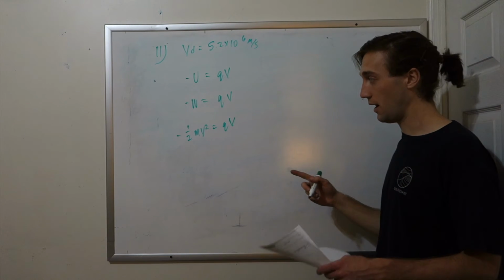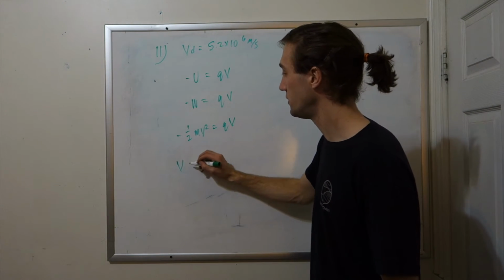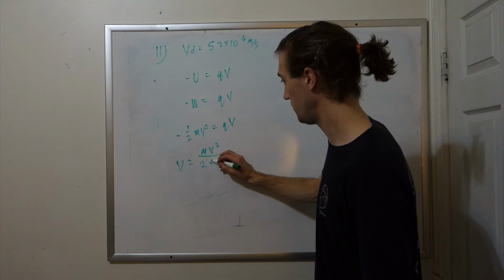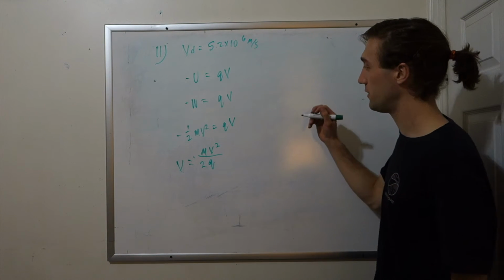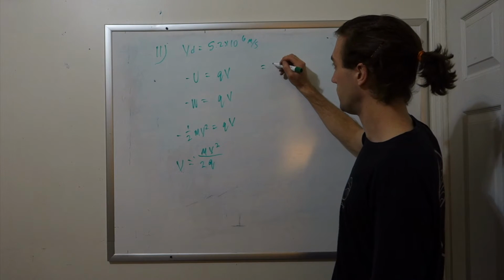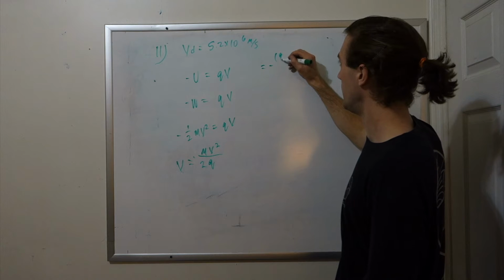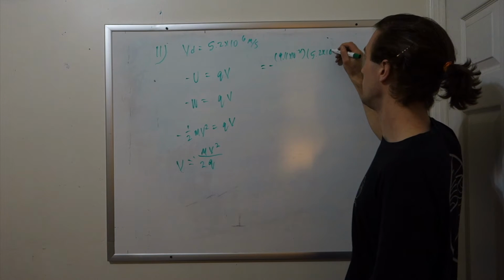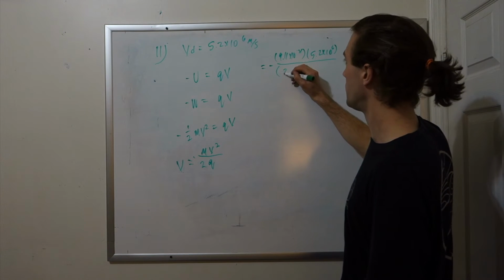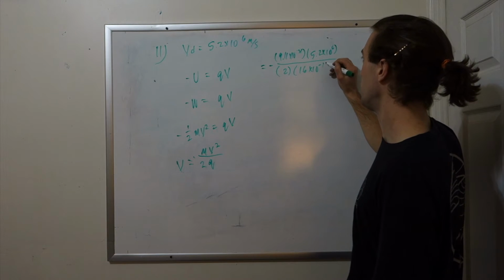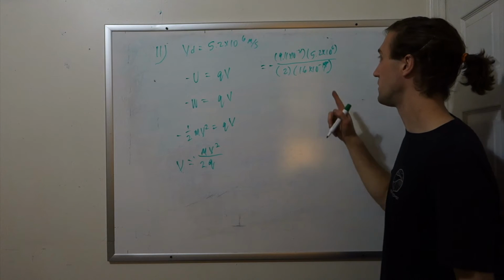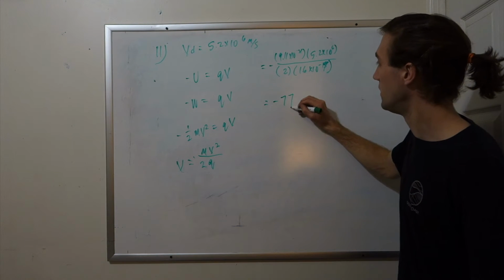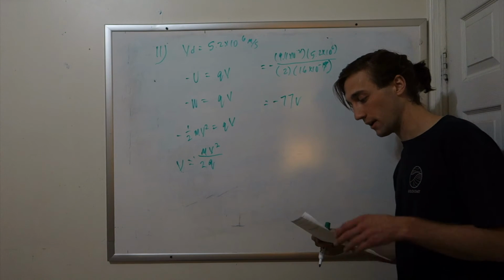And so then just solving this for the voltage, you get that the voltage is equal to mv squared over 2q, and that it's negative. Then plugging everything in, you get that it's equal to negative 9.11 times 10 to the negative 31 times 5.2 times 10 to the 6 squared, all over 2 times 1.6 times 10 to the negative 19. And then when you plug everything in for this, you get that it is equal to negative 77 volts. Okay.